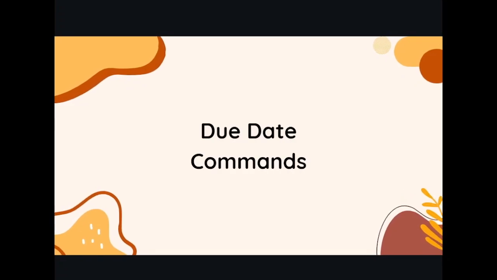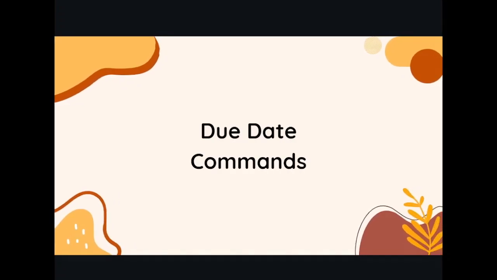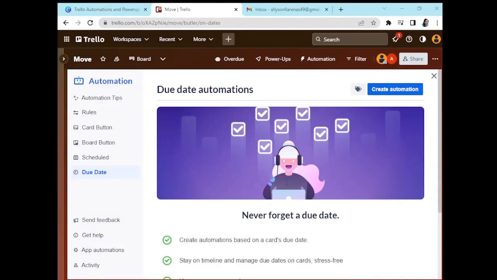Okay, the last automation that we have is the due date command. Due date automations trigger actions in response to the due dates you have on the cards on your board. A due date automation is triggered on a card when a card's due date matches the automation's trigger. This automation has the same set of actions as a card button, but runs automatically on your behalf. Let me show you how to set that up.